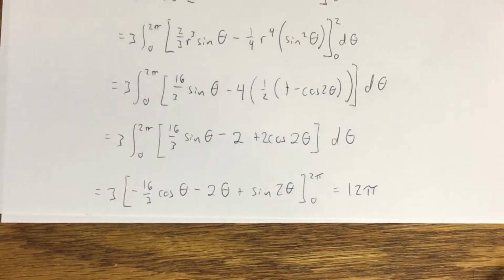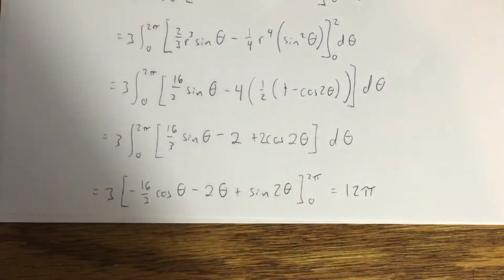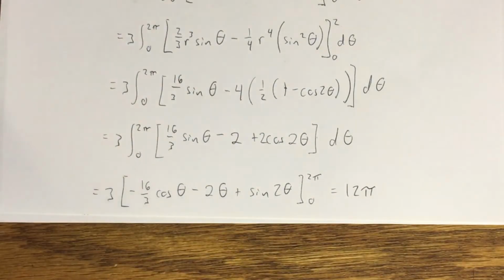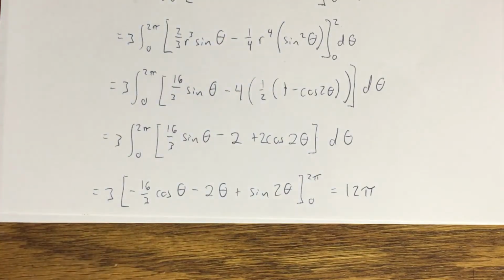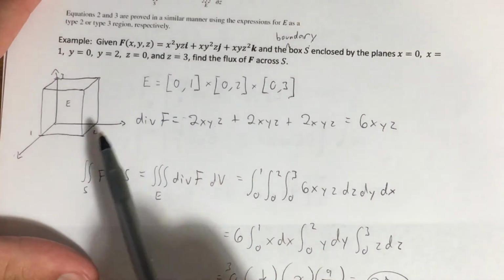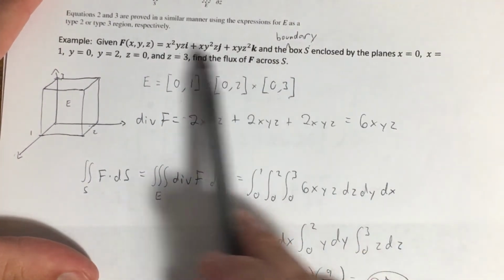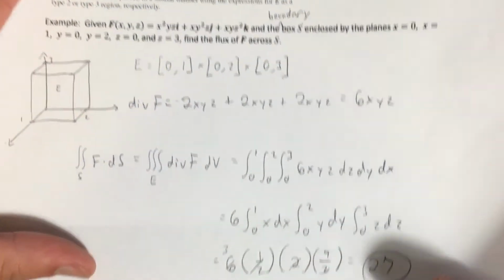Okay? Now I want to give sort of an interpretation of what it is that we're getting here. So in the previous example that I did, which one was that? This guy. So in this example, we used the divergence theorem to find the flux of this vector field across the boundary S. What do we interpret that to mean?